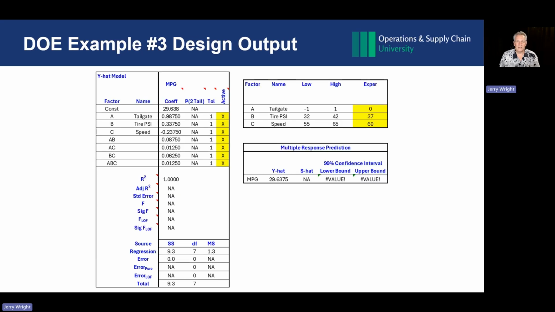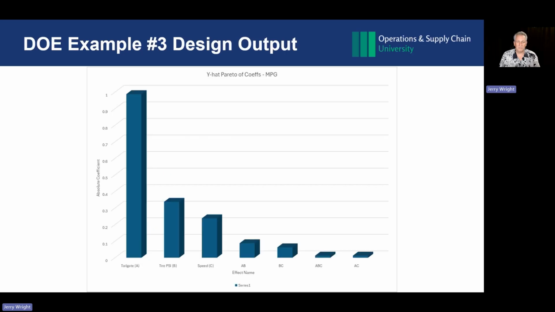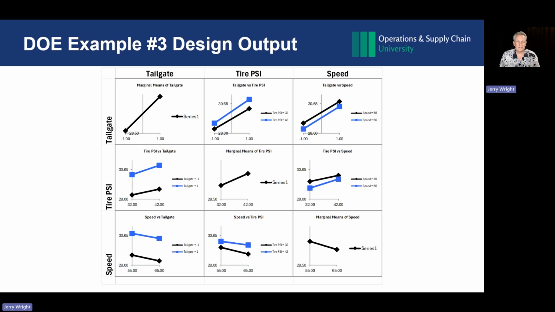So interestingly enough, tailgate, wow, big factor. And tailgate needed to be up, not down. So apparently the drag changes as the tailgate is lowered and it increases. So tire pressure was another significant factor. And of course, speed was a factor. But again, the tailgate being up was one of the most important things, which most people would not assume. So you can see tailgate being up, very important.